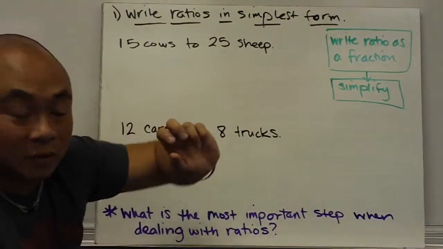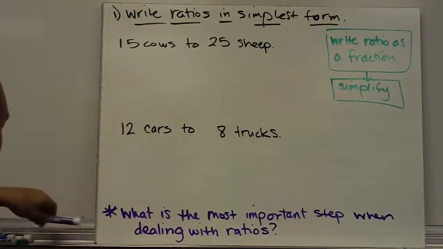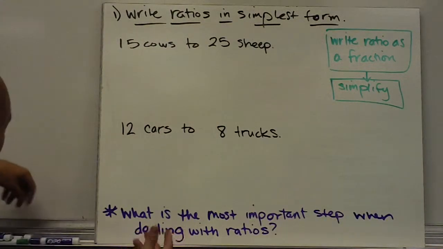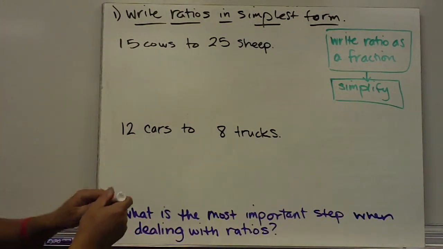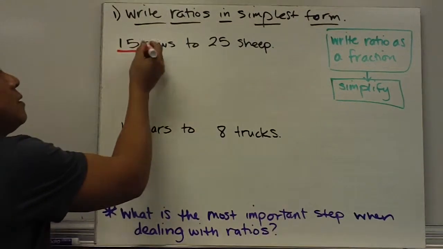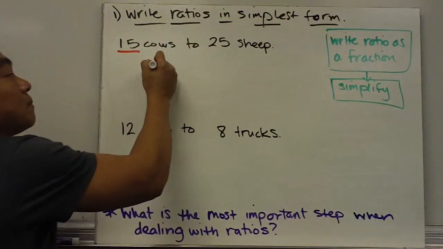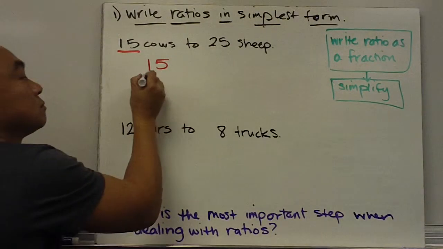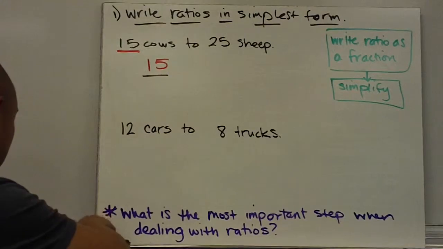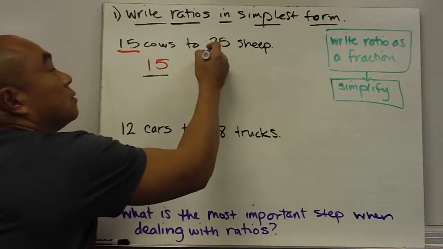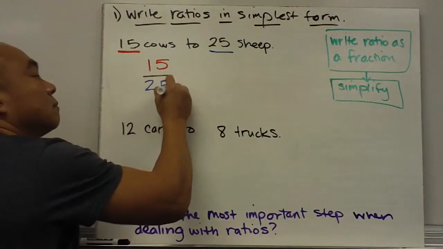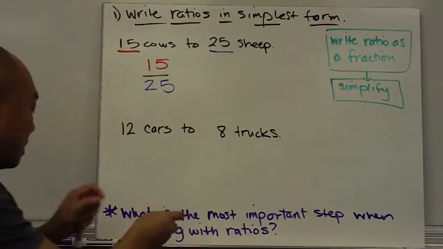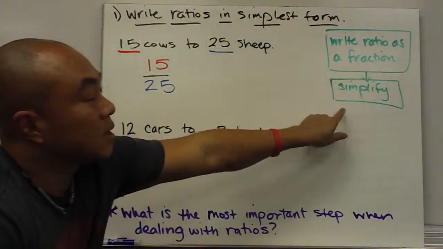Let's start off with the first one. We're going to write the ratio as a fraction. So I'm going to start off with this part. This is 15, so I'm going to put 15 on the top over 25. And then I'm going to go to the second step, which is simplify.